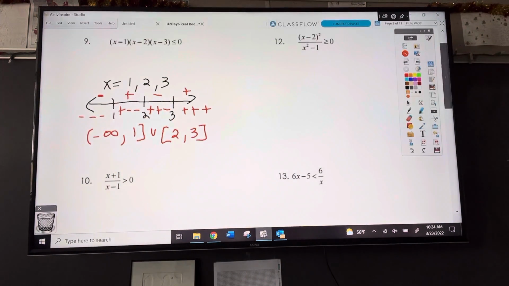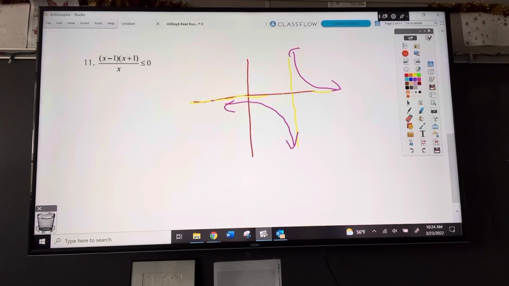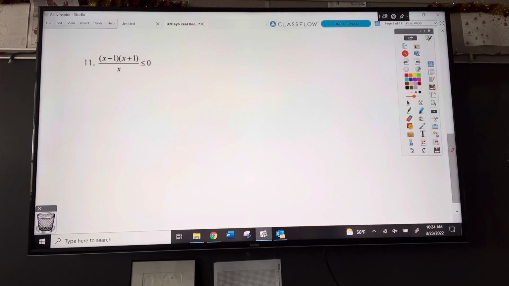So let's go back to number 11. Let me erase this mess. At least it's got different colors. Okay. So, number line. There's not much work we've got to do ahead of time. We can tell that the zeros are at 1 and -1. But we've also got an asymptote. So I'm going to have to put 3 important changing points on my number line. I'm going to have to put 1 and -1 and also 0.